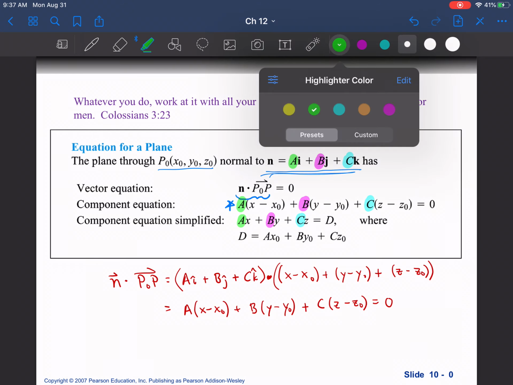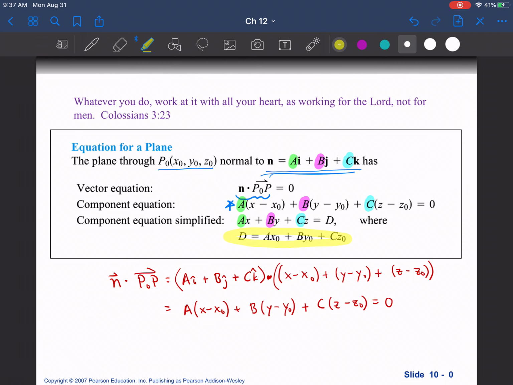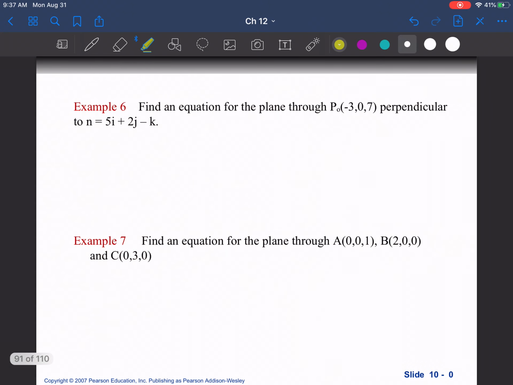Let me get a different color here. It's this part right here, this is what D is, but we can condense it all down because AX naught, BY naught, and CZ naught are all just constant scalar values that we can combine together. Okay? So let's take a look here.